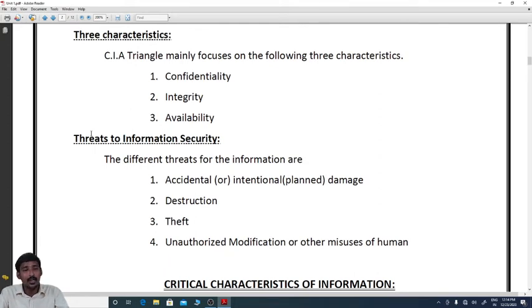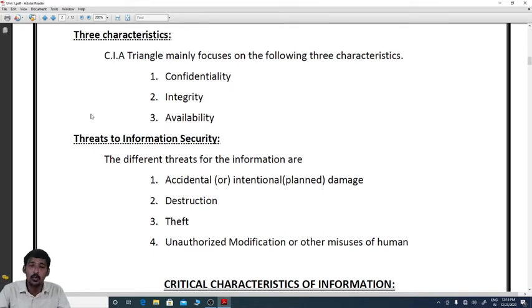The second is destruction: trying to destroy the information, trying to steal it, misuse of information, and changes, meaning unauthorized modification. These are some of the common threats associated with information security. So the main objective of this subject is to cover how to control these different kinds of threats while providing information security for the content.